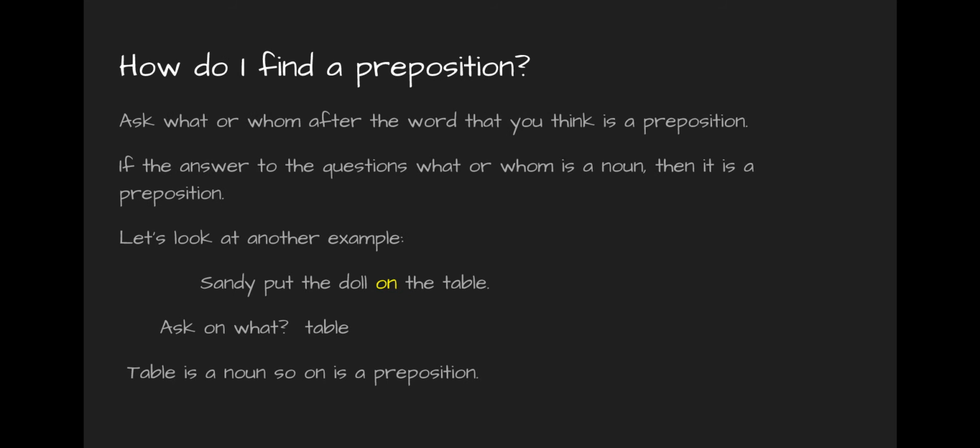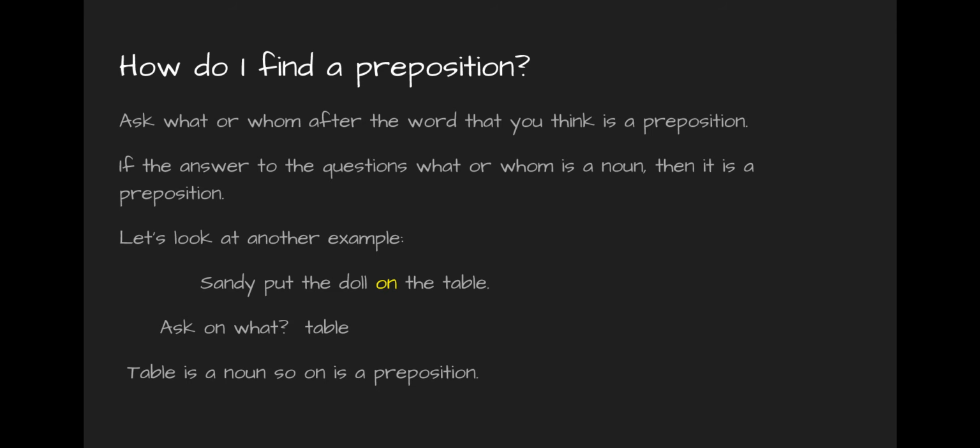How do I find a preposition? You ask what or whom after the word that you think is a preposition. If the answer to the questions what or whom is a noun, then it is a preposition. Let's look at another example. Sandy put the doll on the table. Ask on what? Table. Table is a noun, so on is a preposition. Well, Mrs. Zehr forgot a comma between noun and so.